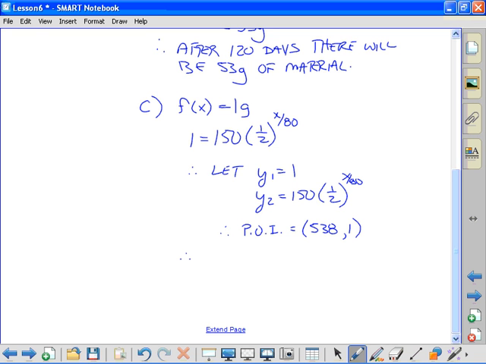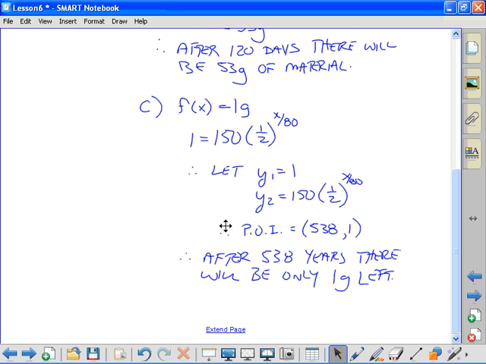So therefore, after 538 years, there will be only 1 gram left.